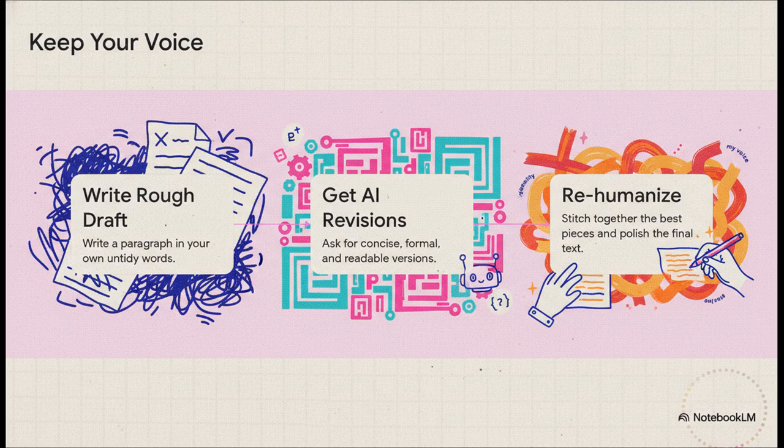First, you just write a messy, rough draft paragraph. Get your ideas down in your own words. Then you ask the AI for a few different versions of it. Maybe one that's more concise, one that's more formal, and one that's just more readable. Finally, you become the editor. You pick and choose the best bits, polish the final version, and rehumanize it so it sounds like you.